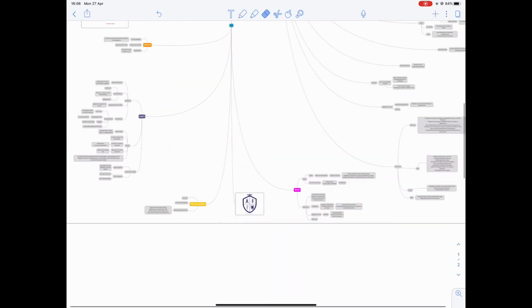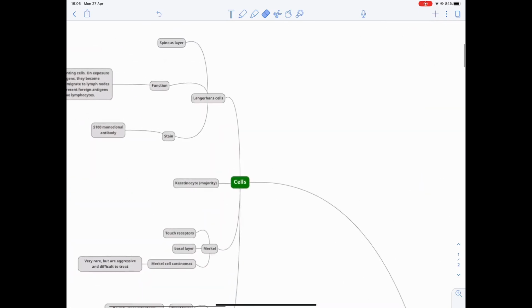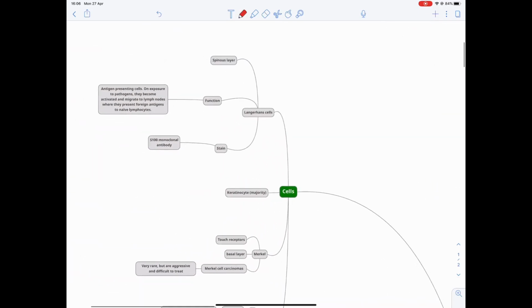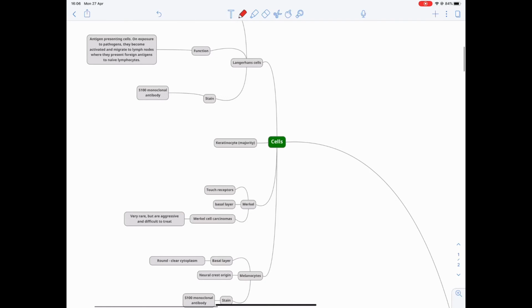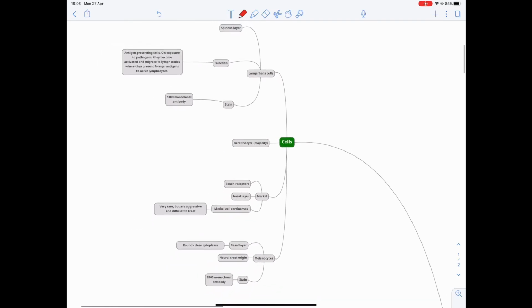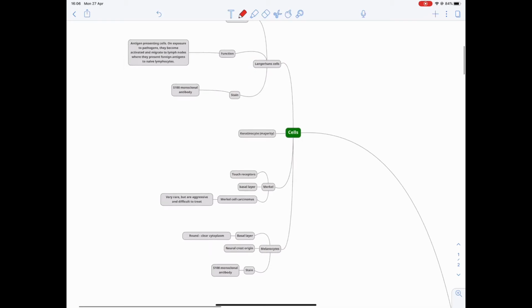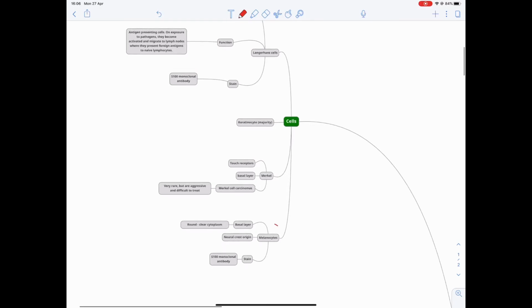So that's that. But let's look at the cells that are present in each of these layers. There are mainly 4 types of cells that are present. You've got Langerhans cells, which are immune cells, antigen presenting cells, keratinocytes, which are just your regular skin cells or epidermal cells, as we talked about, Merkel cells, which are touch receptors, and melanocytes, as you all know, give the skin its color.